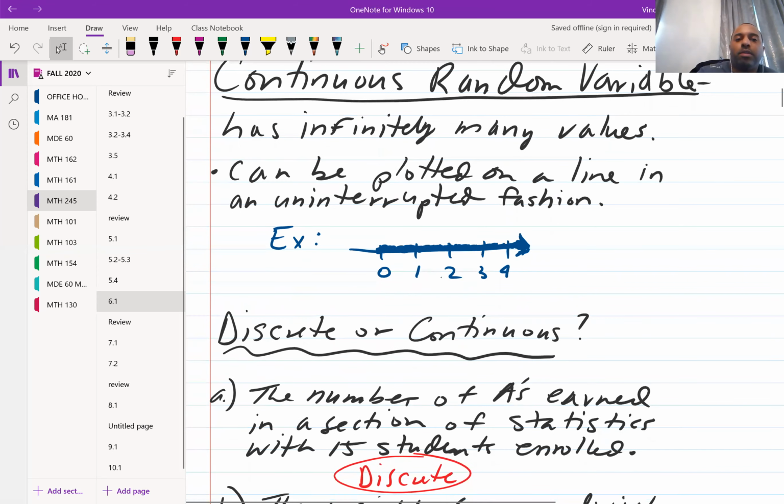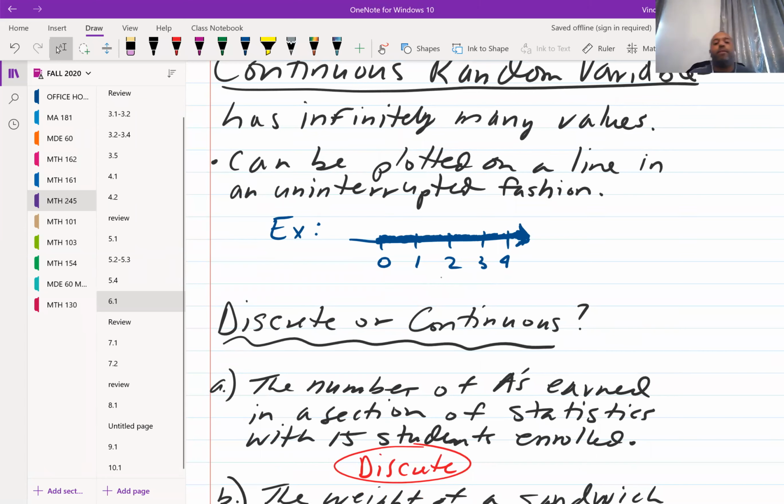Is anybody still copying this top? Well, I don't need to go that high. So the number of A's earned in a section of statistics with 15 students enrolled. That would be a discrete random variable because it's countable, it's fixed. If 14 people earned the A, then 14 people earned the A, and there's no discrepancy in that. It's a countable number, and like I said, it's fixed. There's no such thing as 0.5 of a person, or you halfway made an A. You either made an A or you didn't.